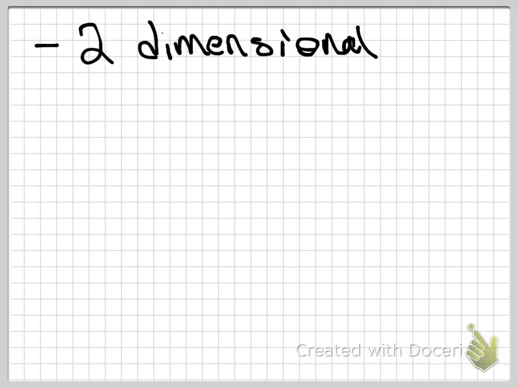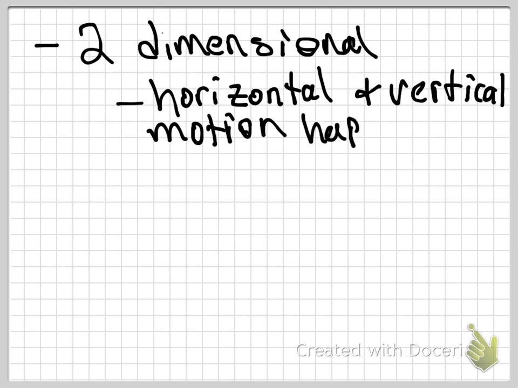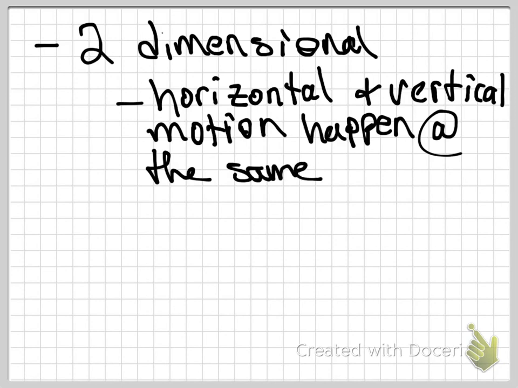So we consider projectile motion two-dimensional because, what? Well, projectile motion is two-dimensional because it has both a horizontal velocity or horizontal motion and vertical motion are happening at the same time. Okay, so they happen at the same time.